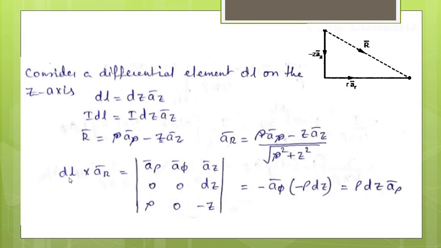Next, to find the cross product of dl and aR, we can use the determinant form. dl cross aR is equal to the determinant with a rho, a phi, az. Now here, dl has only the component of az. There is no component of ax and ay, so in place of a rho and a phi we can put zeros, and in place of az put dz. Next, to write aR, aR has components along a rho and az.